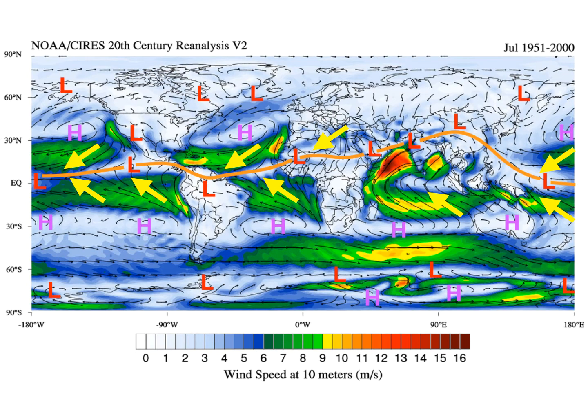And here's the same thing now for July, 50 years of data. Notice that the trade winds break up over the Asian continent. But once again, they're most obvious over the oceans.